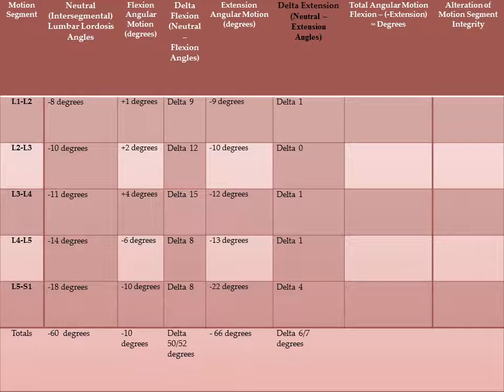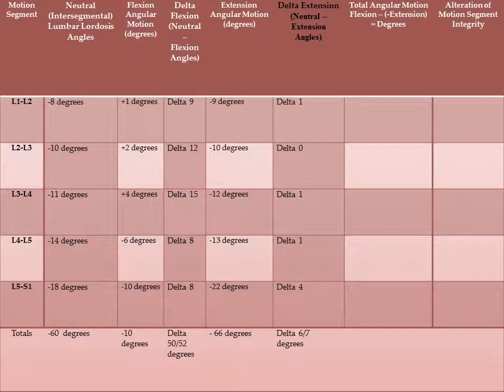and we can see that I've filled in the delta extension column. Delta extension column indicates that in lumbar extension, the L1, L2 motion segment moved from -8 degrees in the neutral position to -9 degrees in the full extension position. This is a change of 1 degree of motion of the L1, L2 motion segment. That would indicate to me that there's some restriction in that motion segment in the motion of lumbar extension. So just make a mental note of that.